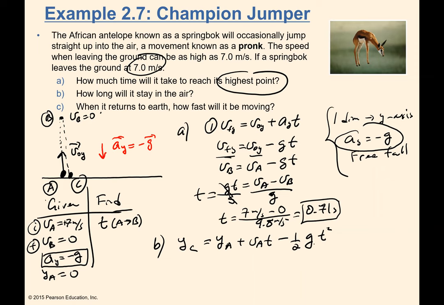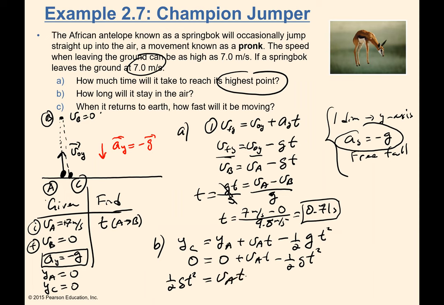Okay, so what is position C? Well, position C is also ground, which means it's also zero. So what I have is then this: zero equals zero plus VA times time minus 1/2 GT squared. It simplifies to this. Let's move 1/2 GT squared to the left. I end up with 1/2 GT squared equals VA times time.